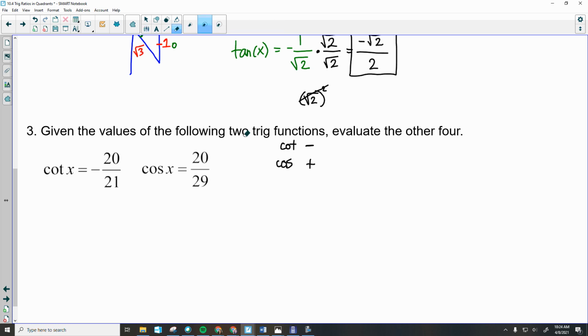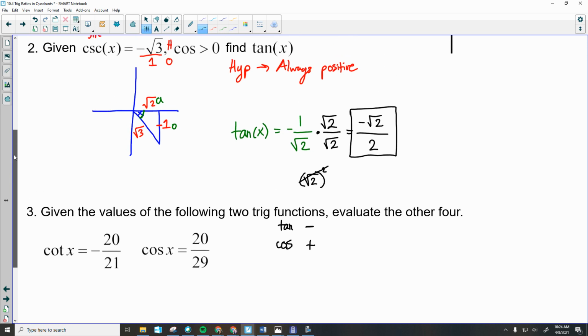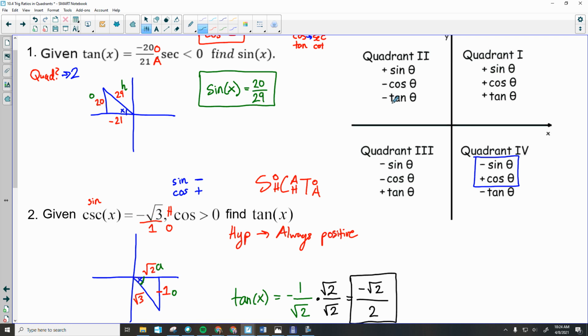So remember, if I ever have a reciprocal, I want to change it back to its normal trig function. So the reciprocal of cotangent would be tangent. So wherever cotangent is negative, tangent is negative as well. So which trig quadrant is that happening in? Tangent's negative, cosine is positive. Looks like here. So yeah, tangent's negative and cosine is positive. So quadrant 4.